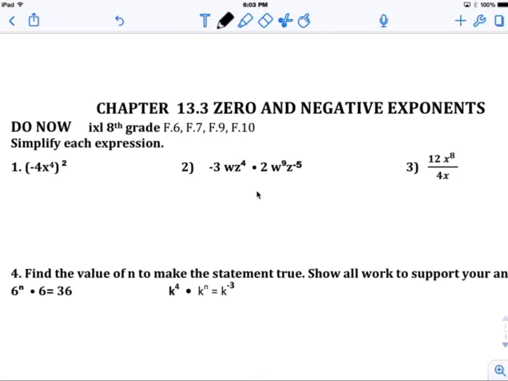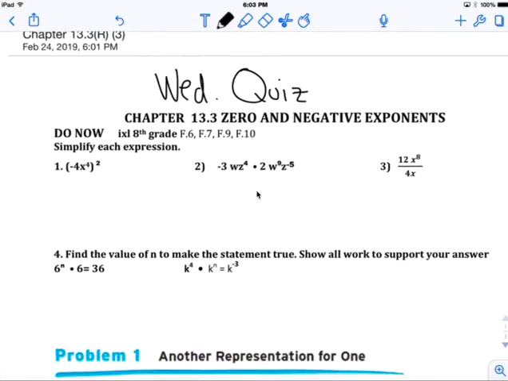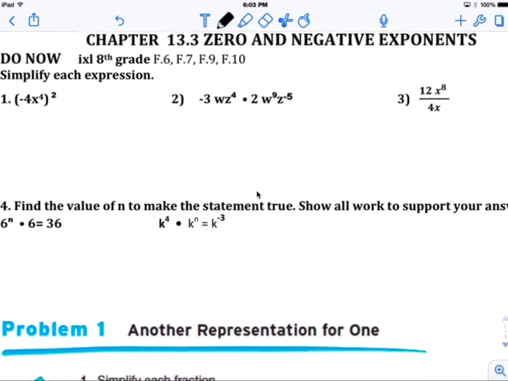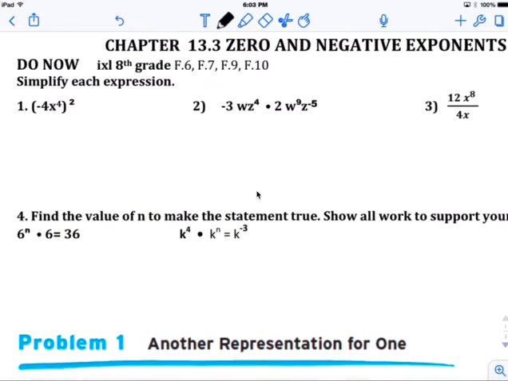Wednesday is a test, so remember Wednesday is a quiz on this stuff. So make sure I'm going to go over this and what we're learning today and tomorrow too. So remember Wednesday's the quiz.